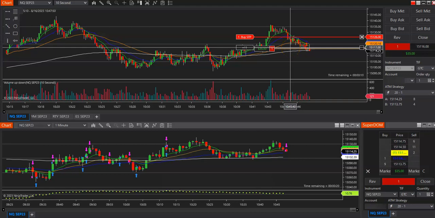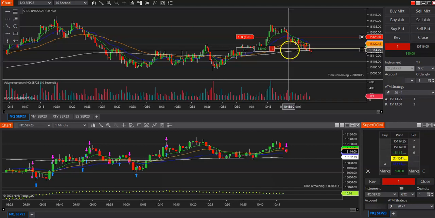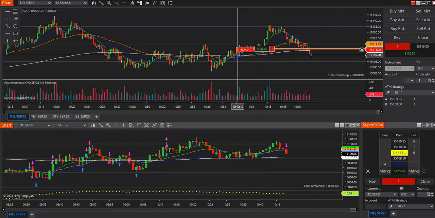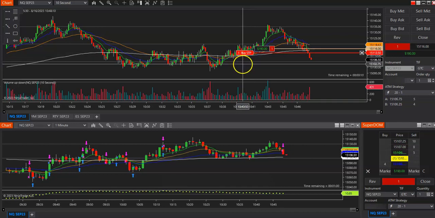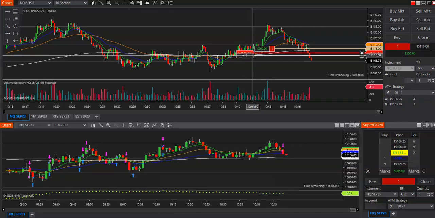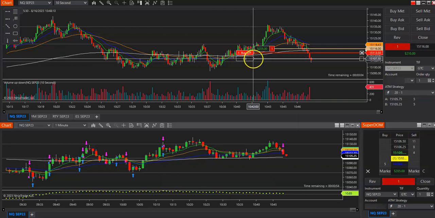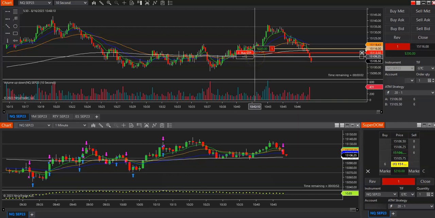Getting rejection. Get moving my stop to break even. So I can't lose on this trade right now. Quick scalp, I would say. I'm gonna move it down to 150 as it's continuing to the downside. You can see it's continuing, so I'm just gonna keep moving my stop.